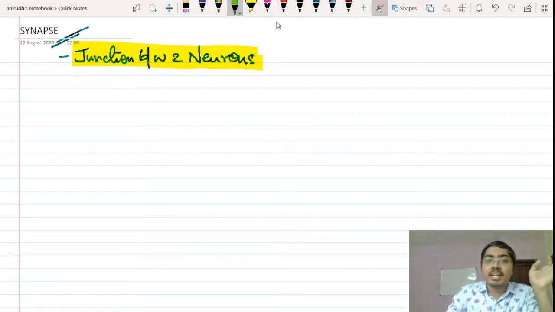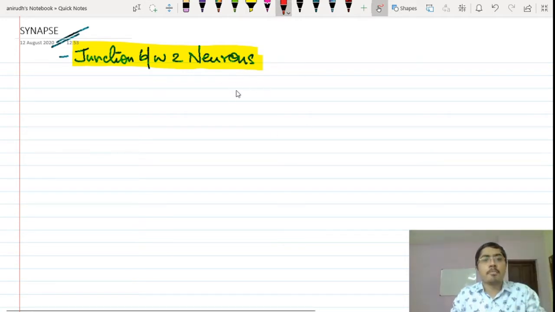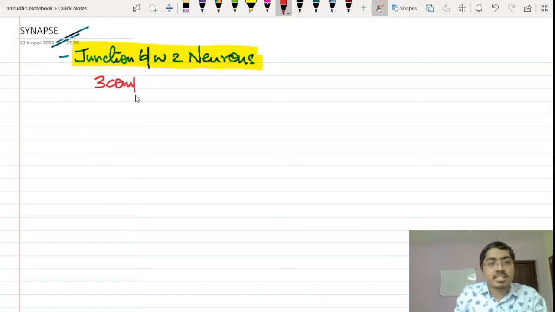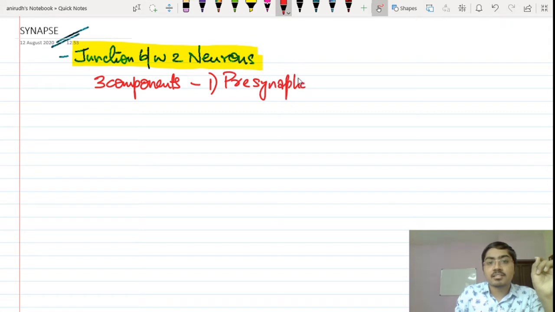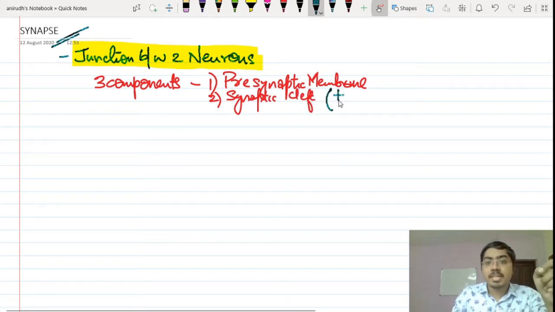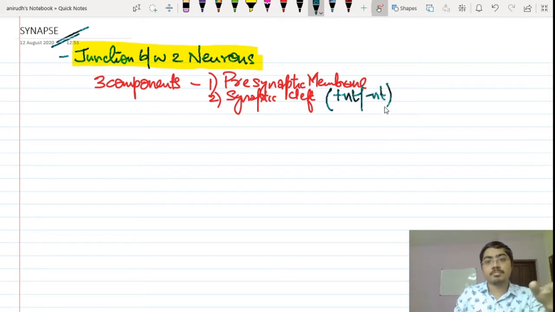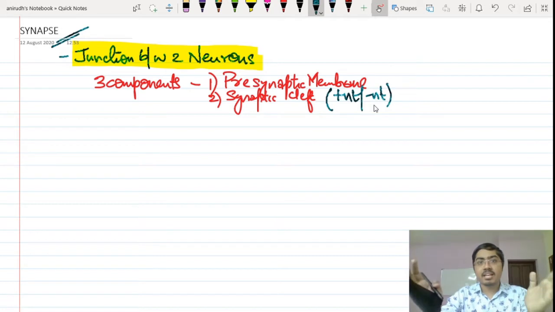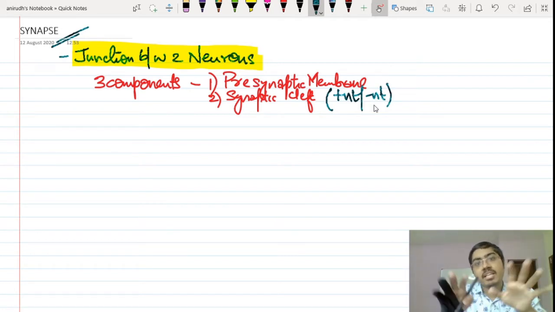That's it. So what do we have here? I have three components for this. Let's understand the three components of synapse. The synapse contains three parts. One is called the presynaptic membrane. Okay, and the second one is the synaptic cleft. And this synaptic cleft, as per our textbook, can be present or absent. Both are possible. It can be a very big area, or a very small area, or it can even be absent, right?